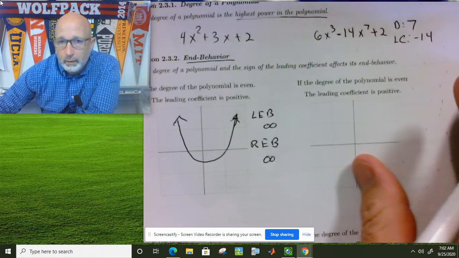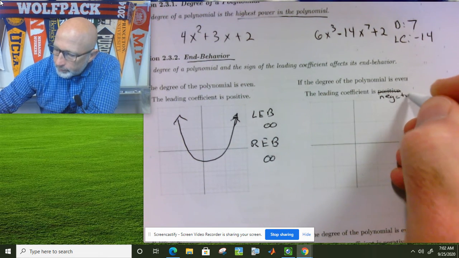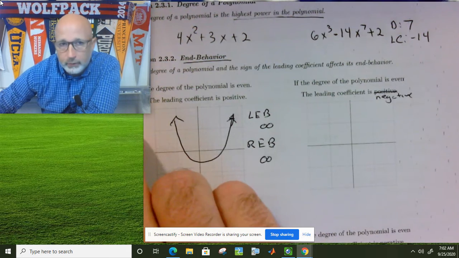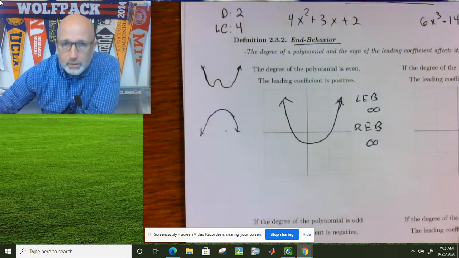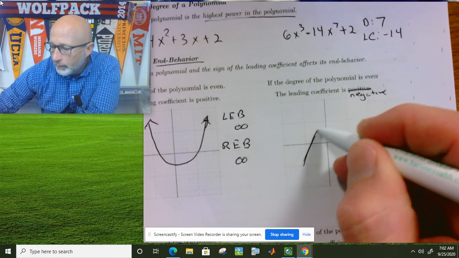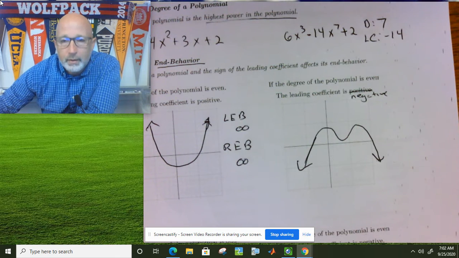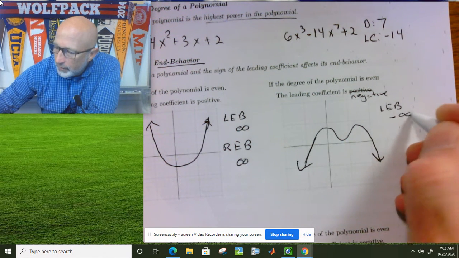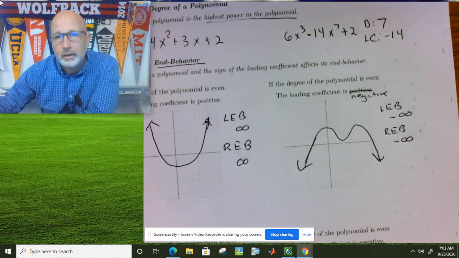Okay? Now over here, and I goofed up here, this should be negative. Okay? So now the degree of the polynomial is even, so it's going to do something like this or this, but the leading coefficient is negative, so it's going to go down from left to right. So they're going down on both ends. So it might look something like this, whatever. Once again, I'm only really worried about the end behaviors. So the left end behavior goes to negative infinity, and the right end behavior also goes to negative infinity.